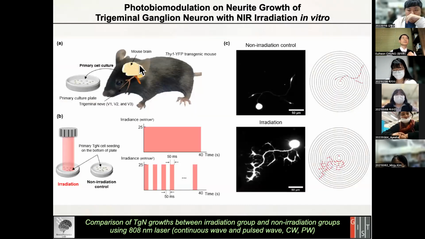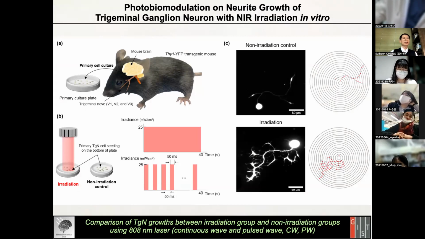So we actually have a model for mouse trigeminal ganglion. We took out the trigeminal nerve ganglion to make a primary cell culture. With that, we want to shine them with near-infrared light, in this case 808 nanometer near-infrared light. And we tested two different cases, for example, continuous wave or pulsed wave. This is a representative neuron with a non-irradiated control. This is the cell body, this is axons and dendrites, and this is after irradiation.